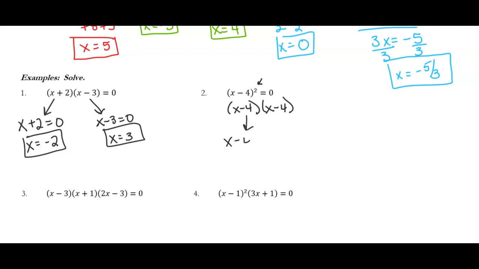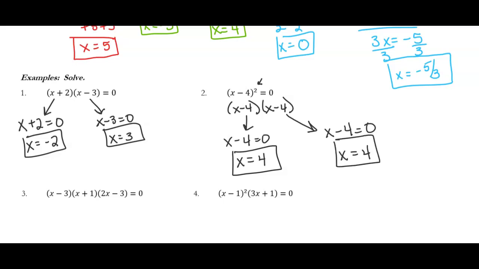And so now x minus 4 is equal to 0. So that's x is 4. But then if you notice, if I do the same thing here, I get the same answer. So really, whenever you have an exponent here, you don't have to do it twice. You just have to do it once. But the two answers are 4.